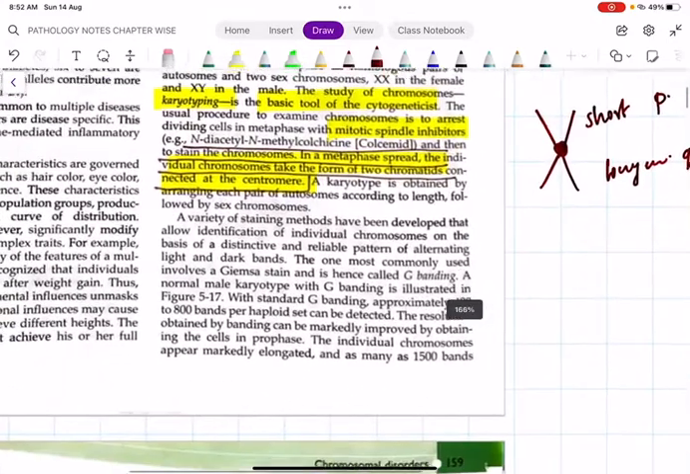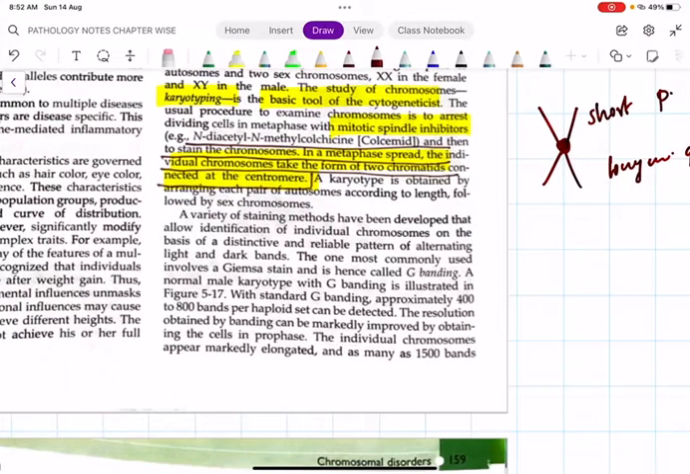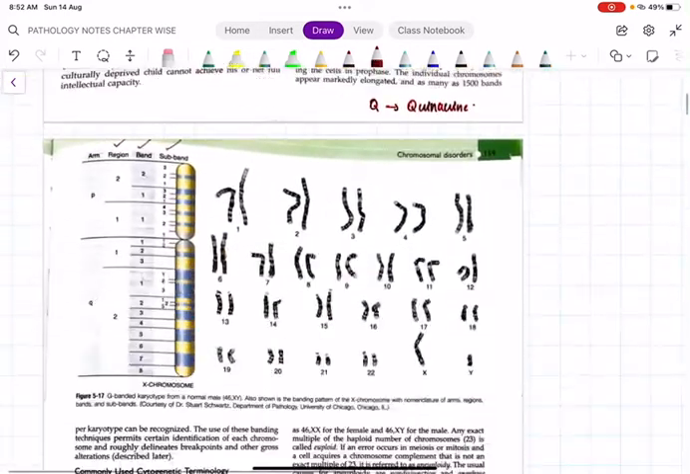And remember, we have various staining methods. Out of that, you just have to know the names of the 2 important stains, because that is the one which will be asked in the MCQ. One is G banding. G banding stands for Giemsa banding. Another is Q banding. Q stands for quinacrine. That is very, very important. These are the 2 important points we have to remember.